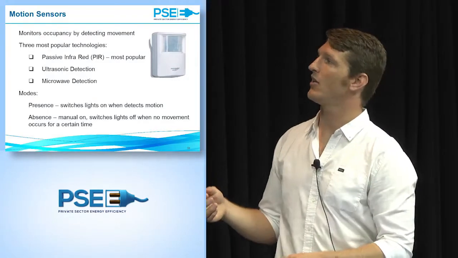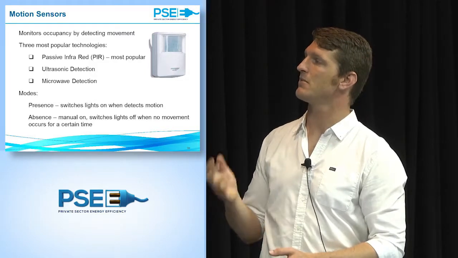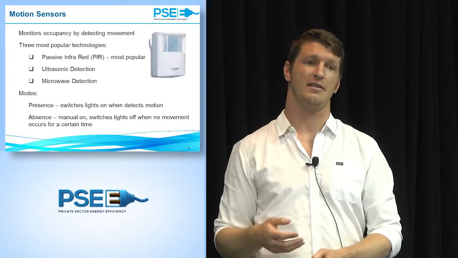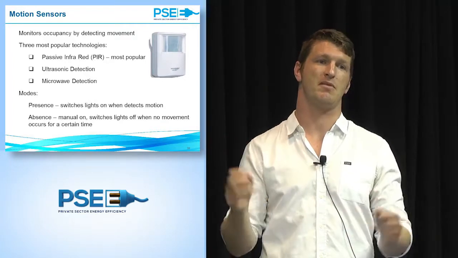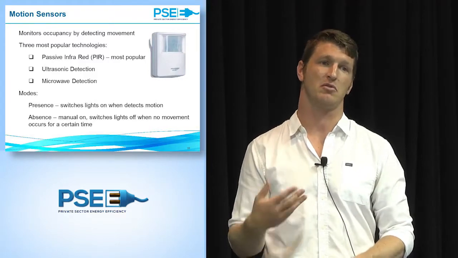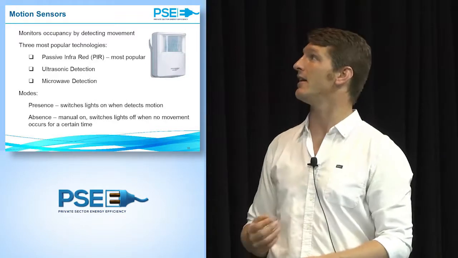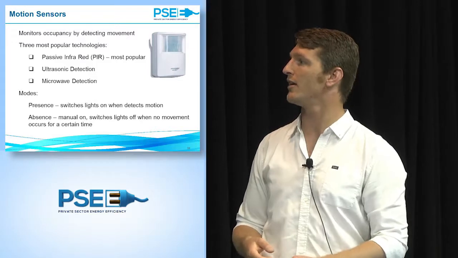The three most popular technologies are passive infrared, and then some of the others are ultrasonic detection and microwave detection. Those actually detect movement, while the passive infrared has a beam, if you want to call it that, and if that's broken or crossed, the distance changes in the refraction rate, then it'll create a signal to switch the lights on and off.